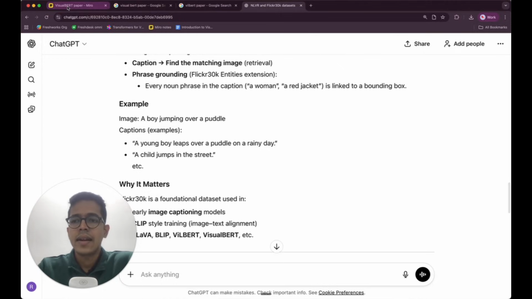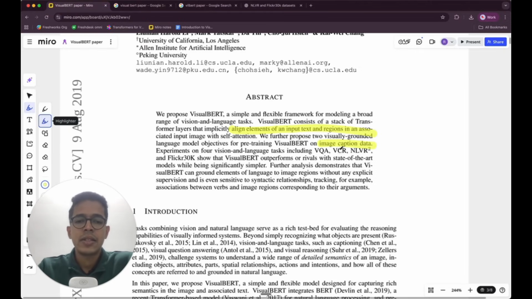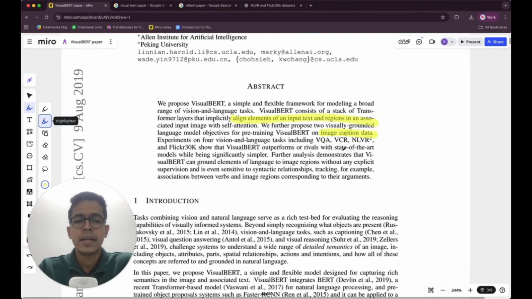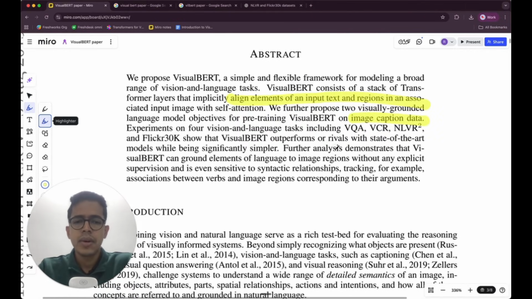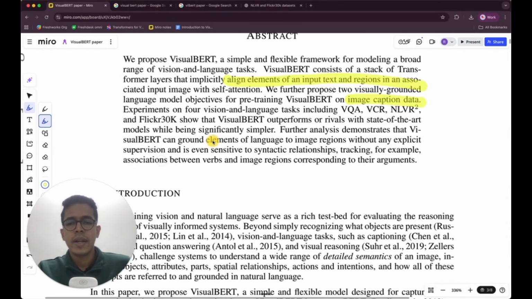Okay, so these are the datasets. And then visual question answering and visual common sense reasoning, we'll see what those datasets look like. Further analysis demonstrates that VisualBERT can ground elements of language to image regions without any explicit supervision. So this grounding or alignment is something that we are trying to achieve, right? You want to ground what the vision model is seeing and what the language model is understanding. And hopefully we should be able to do this without any human supervision.